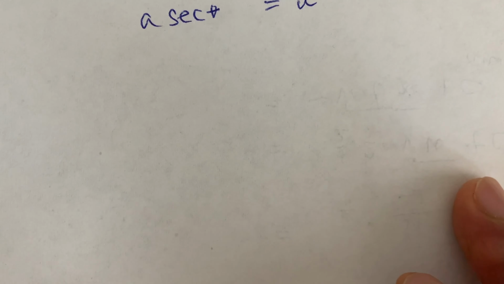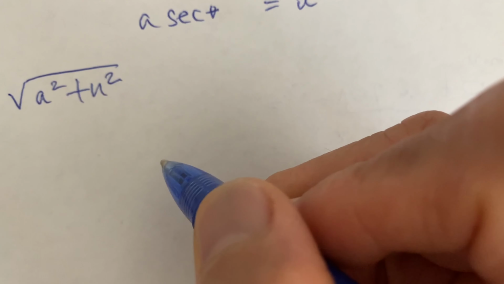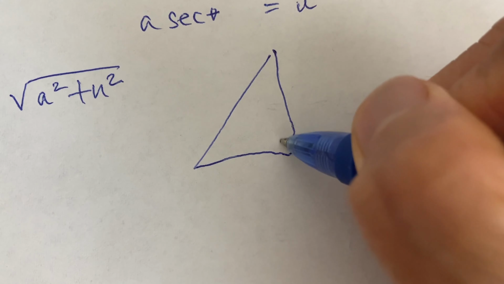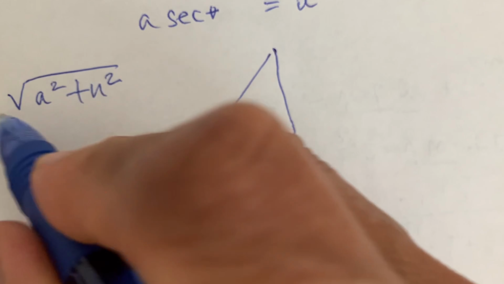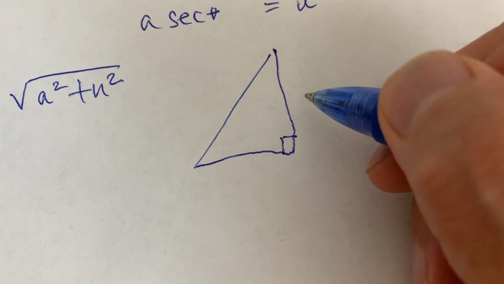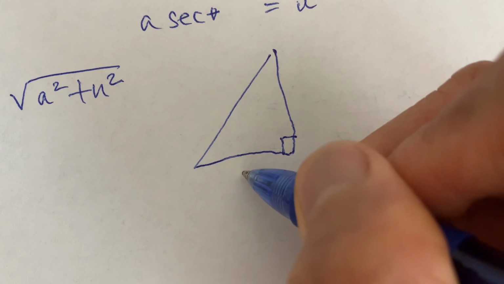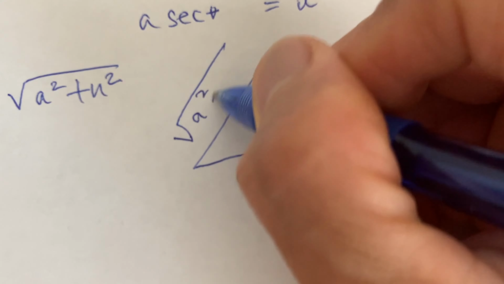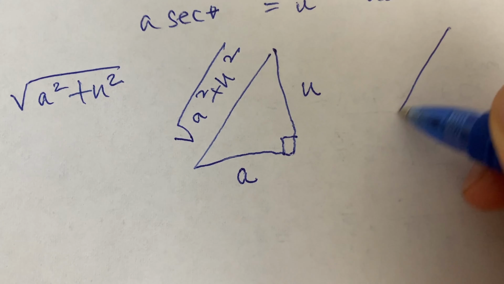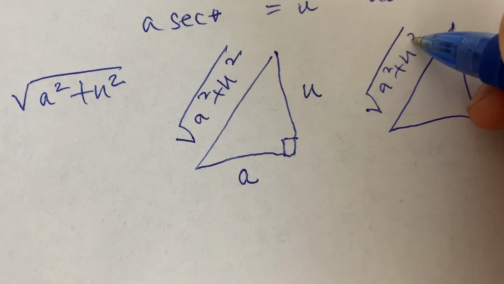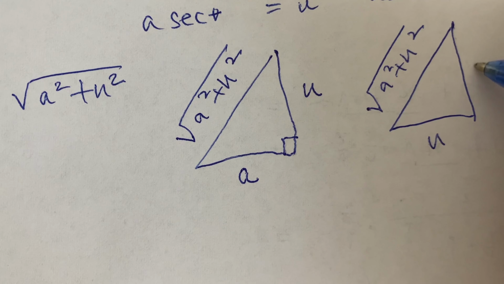The third form is the a squared plus u squared. And this could be done in either form. Now, the triangle associated with this is this. That must be the hypotenuse because it's the square root of a squared plus u squared. So this could be your a, and this could be your u, and this will be a squared plus u squared. Or you can draw it this way as well. If this is a squared plus u squared, this could be your u, and this could be your a.